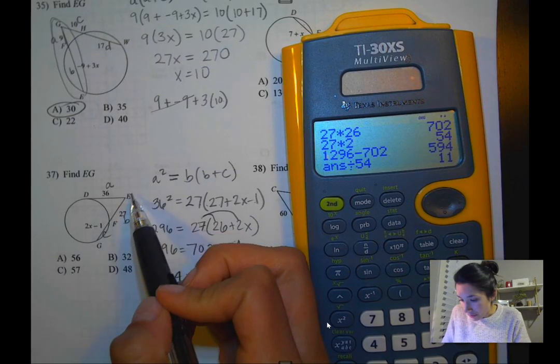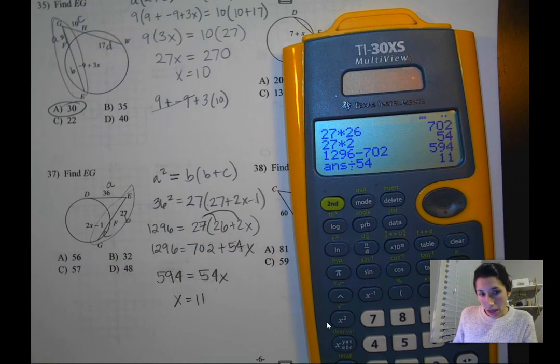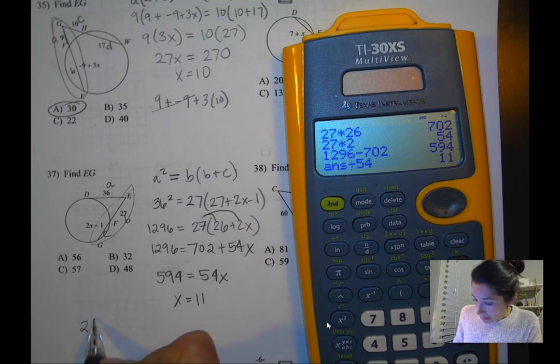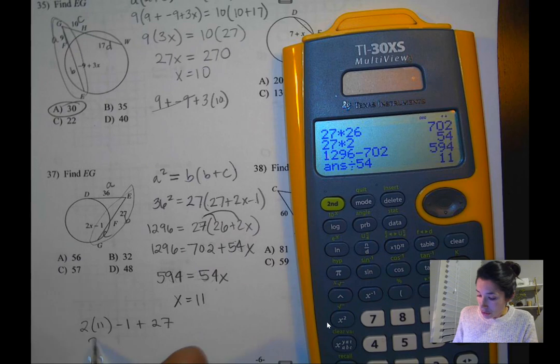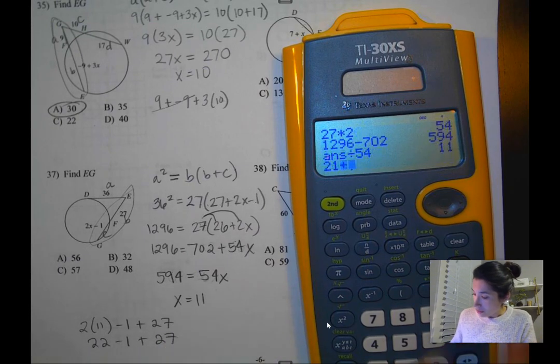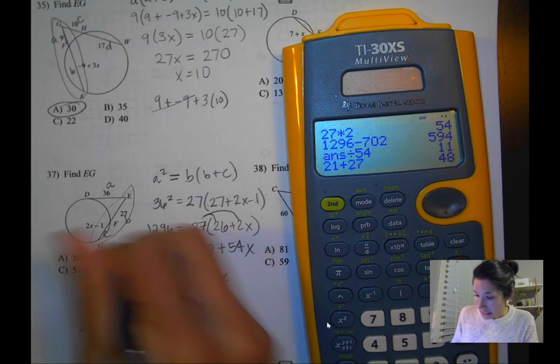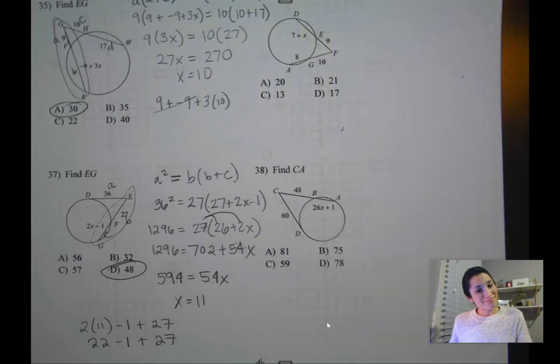So we're looking for the length of EG. So we need to do 2 times 11 minus 1 plus 27. So this will be 22 minus 1 plus 27. So 21 plus 27 is going to be 48. Much better. Okay.